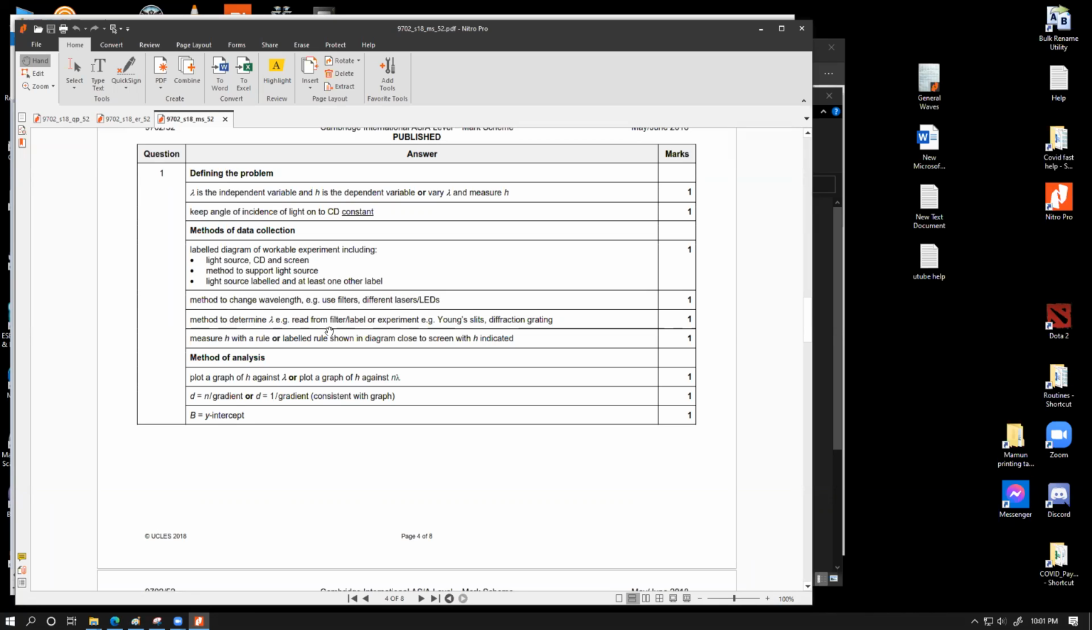Method to determine the lambda, for example read from filter or label or experiment. Read from filter, okay, this means that if you have some actual color filters which are labeled for their precise wavelengths which can be bought, then they have accepted this part which Abi has just proposed, so apparently it is acceptable. Or you can go for this, which I know for a fact is universally acceptable for all the experiments where lambda is a measurable variable. You can always mention the use of either this experiment or this experiment to get the value of lambda and then use it for the subsequent experiment.